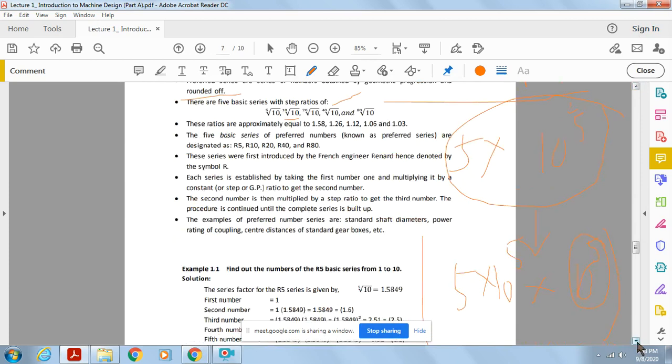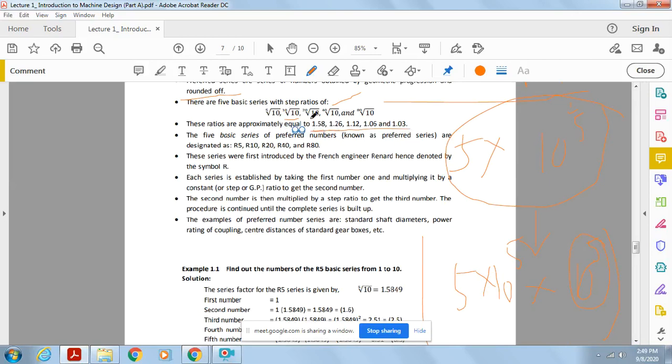Based on this concept we can easily say that any particular size can be prepared as per the standard guideline. Standard guideline means it may be prepared with the step ratio 10 to the power 1 by 5, 10 to the power 1 by 10, 10 to the power 1 by 20, like this. These ratios are approximately equal to, if you use the calculator, you can find that 10 to the power 1 by 5 means 1.58, and 10 to the power 1 by 10 means 1.26. So these are the step ratios.